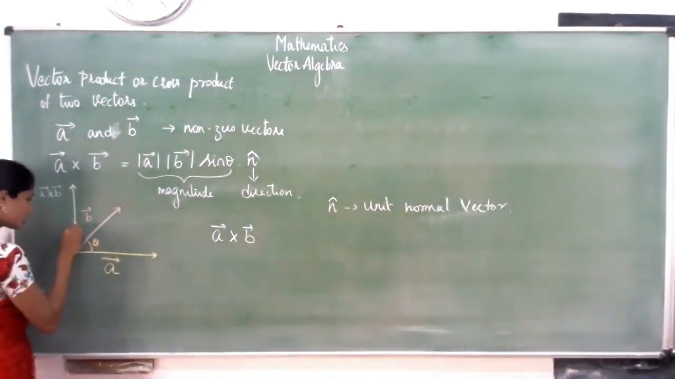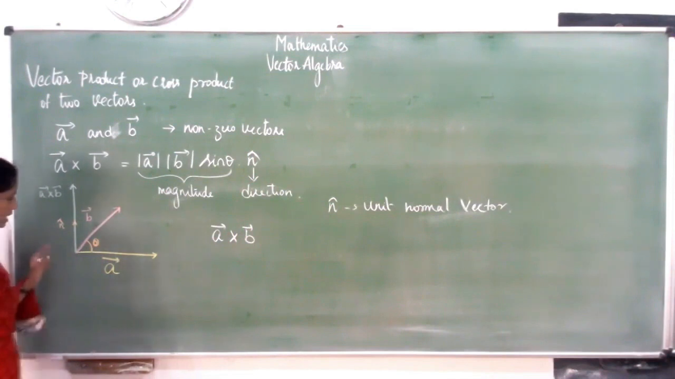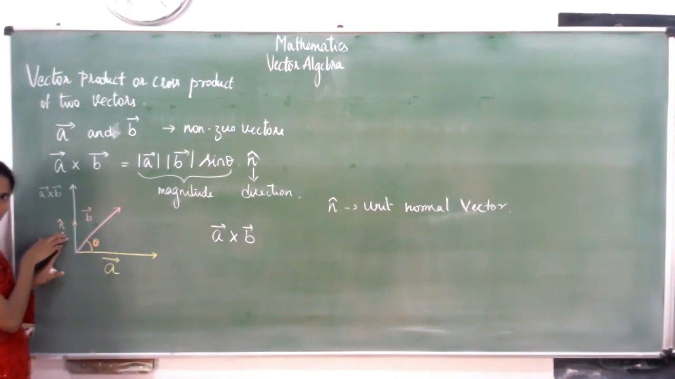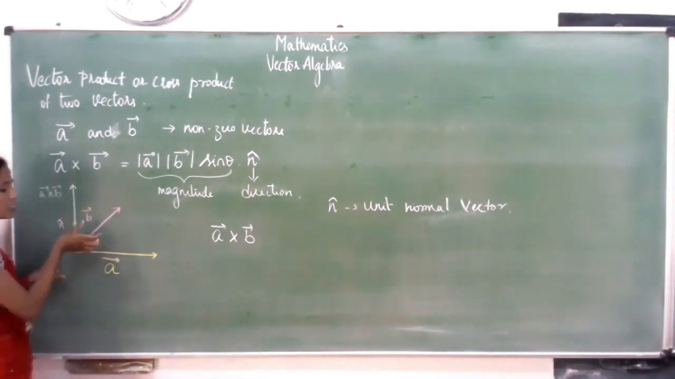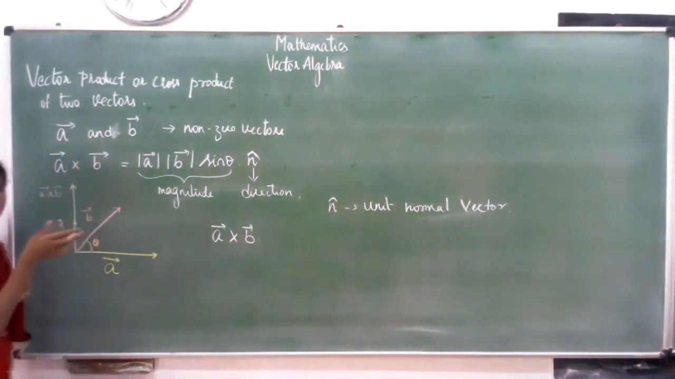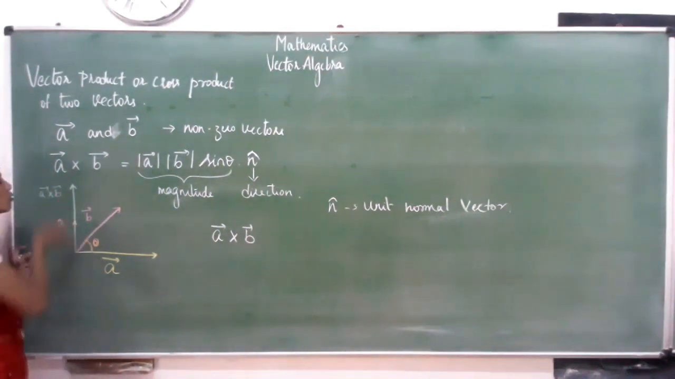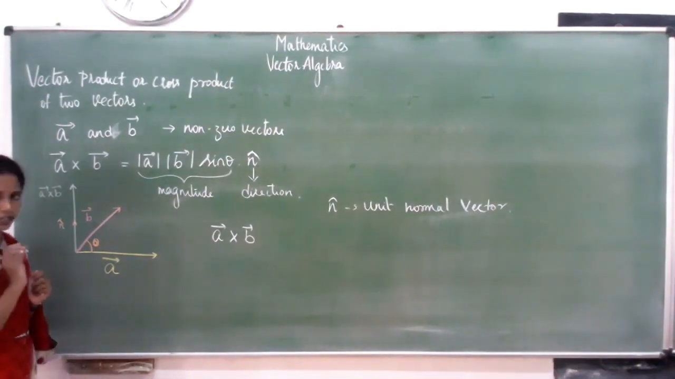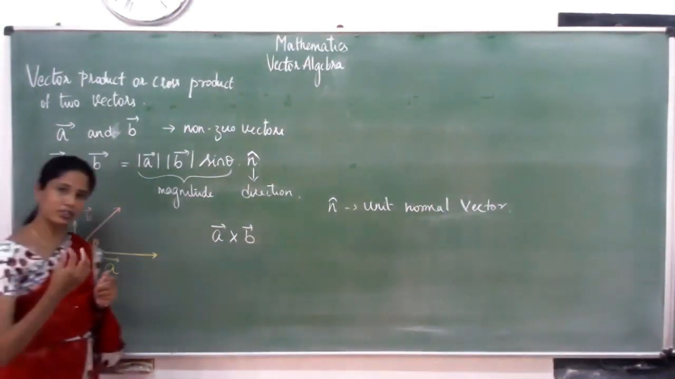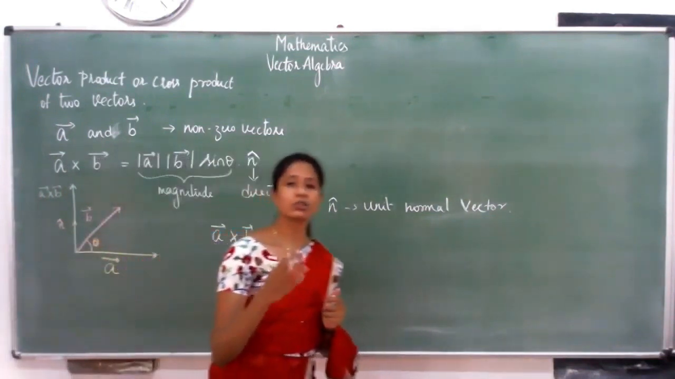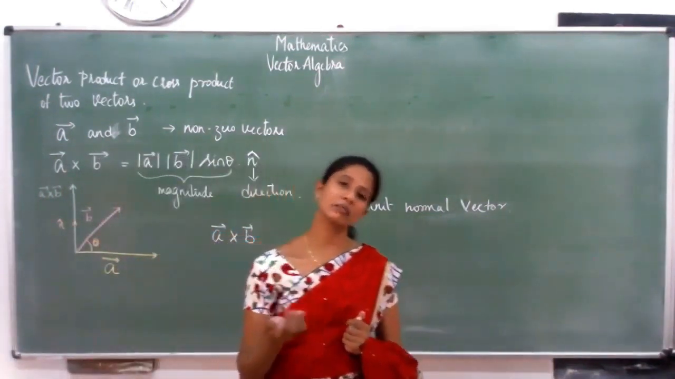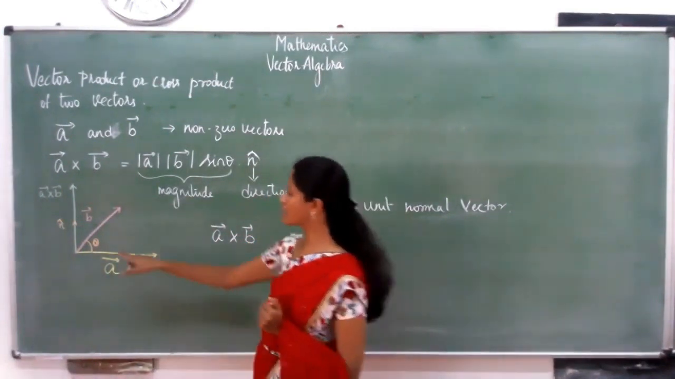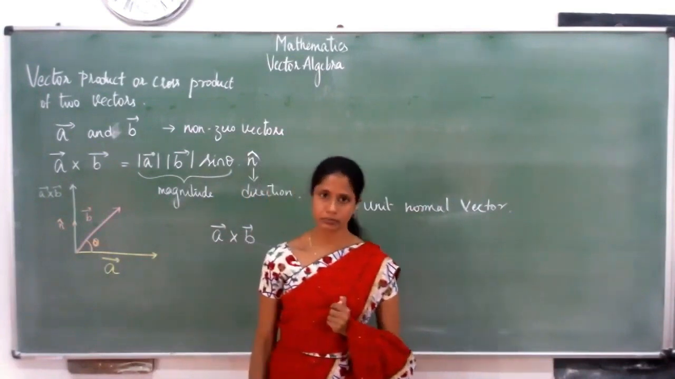So this is n cap, whose magnitude is 1. The direction in which the n cap is pointing, our resultant, that is vector A cross vector B, is moving along the direction of the unit normal vector. Understood? It means we are getting a vector as a resultant vector. For a vector, definitely you should have some direction. That direction is the same as the direction of the unit normal vector.